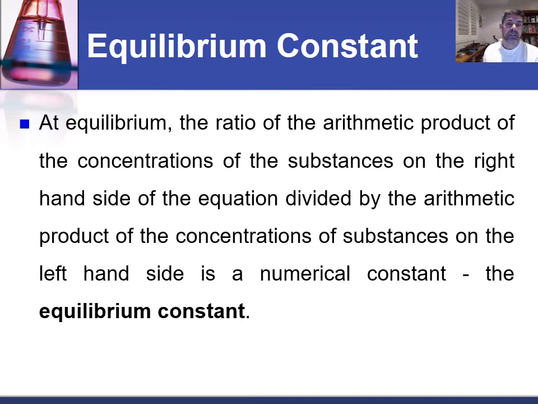So, a bit of a wordy definition, but one that I will walk you through in the next couple of videos, in fact. So at equilibrium, the ratio of the arithmetic product of the concentrations of the substances on the right-hand side of the equation divided by the arithmetic product of the concentrations of substances on the left-hand side is a numerical constant called the equilibrium constant. Now that's pretty messy, so let's summarize it as pork.